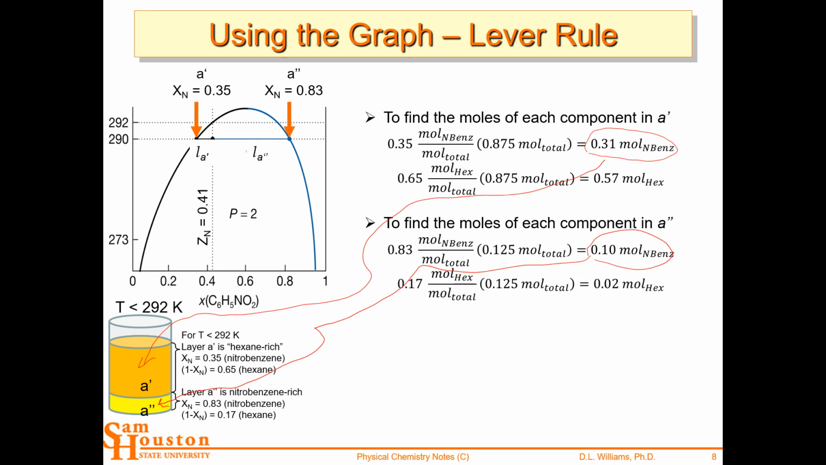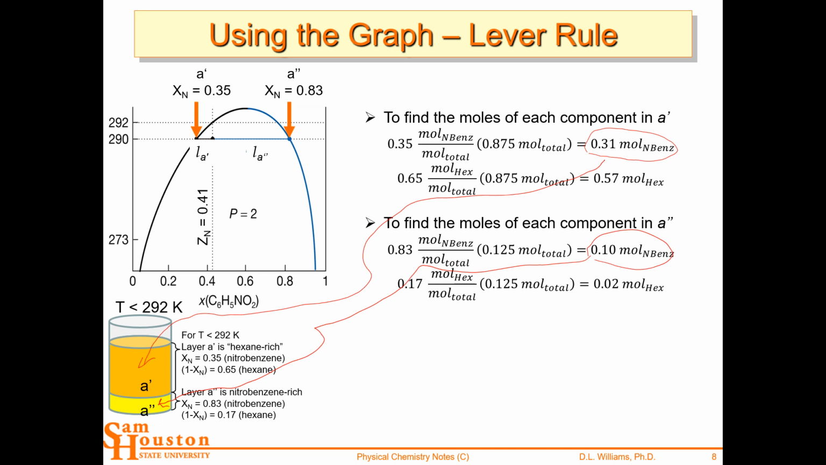And then 0.17 is the hexane percentage, and since it's a small layer, that's only 0.02 moles of hexane. So this tiny amount of hexane is existing down in this layer here. And so we've fully characterized the system. We know where our moles of nitrobenzene are in the two layers. We know where the hexane is. We know the composition of the whole. We know the composition of the parts. So we've fully characterized it.